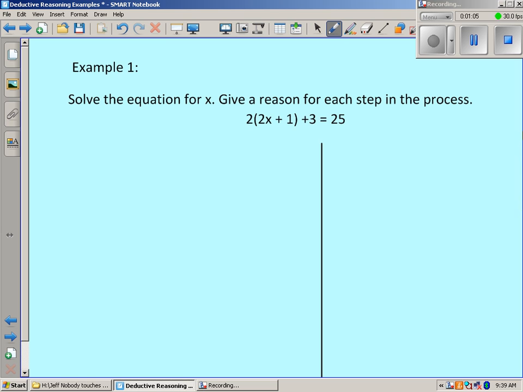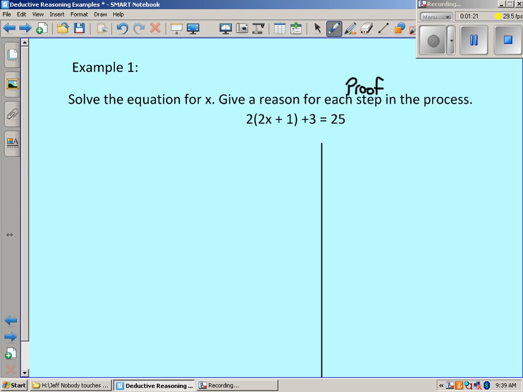To start out, I'm going to solve for x. That's what the problem is. I'm going to take this problem and solve it for x, and then I'm going to give a reason for each step in the process, and that's the proof part. So when it says give a reason, that's the proof part.